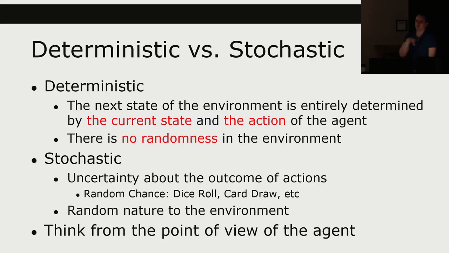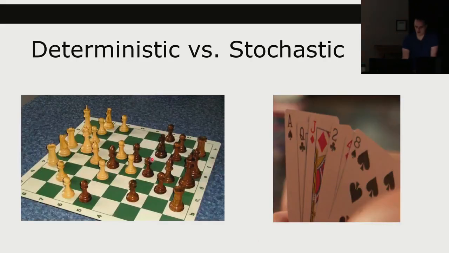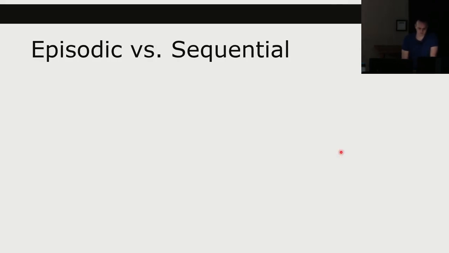And you always think about that from the agent's point of view, which is if the agent takes an action, do they know for certain where they will be, what state they will be in? If no, then it's stochastic. If yes, then it's deterministic. And so, again, chess is just one of these environments that has nice properties. So it is deterministic versus dealing cards, rolling dice. That's stochastic.